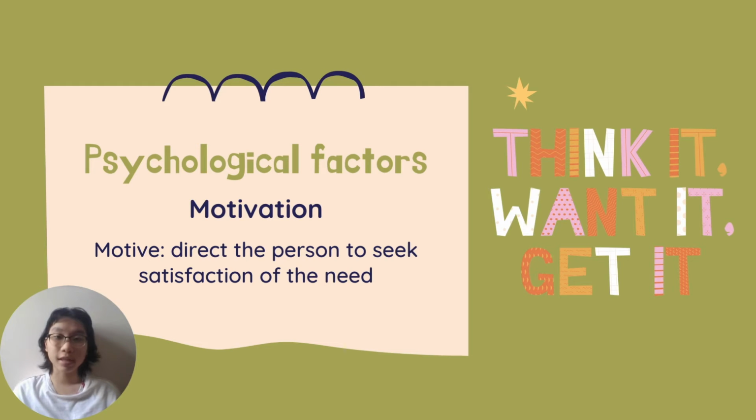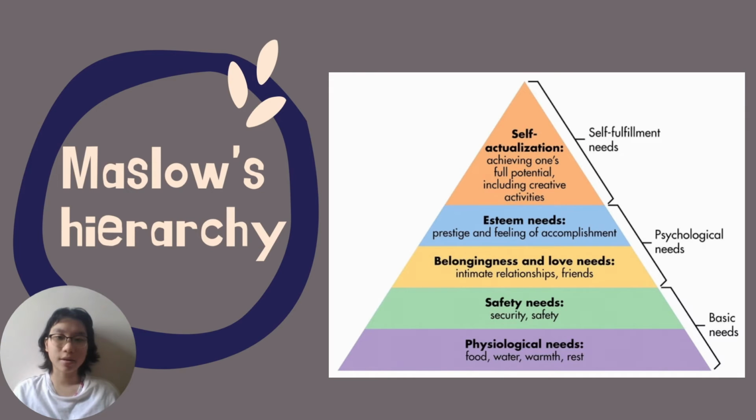And the final one is psychological factors. So this is motivation. A motive is a need that is sufficiently pressing to direct the person to seek satisfaction of their needs. As you can see, there is also Maslow's hierarchy of needs, arranged into a pyramid, including physiological needs, safety needs, social needs, esteem needs, and self-actualization needs. Like the safety one and physiological one are the basic needs, while the next two are the psychological needs, and the final one is self-fulfillment.